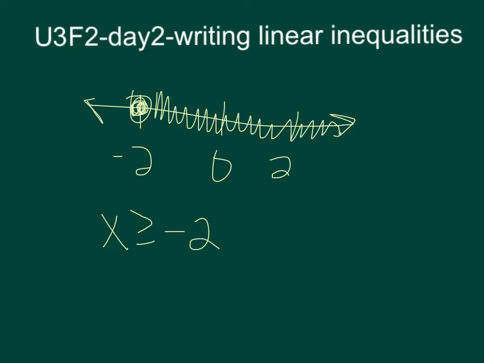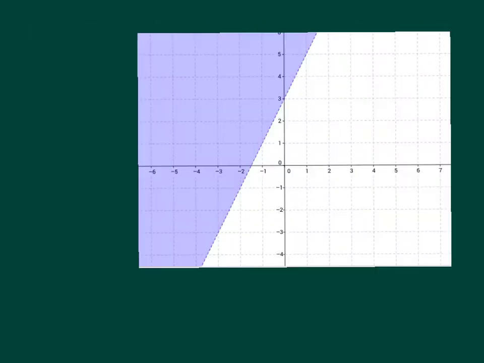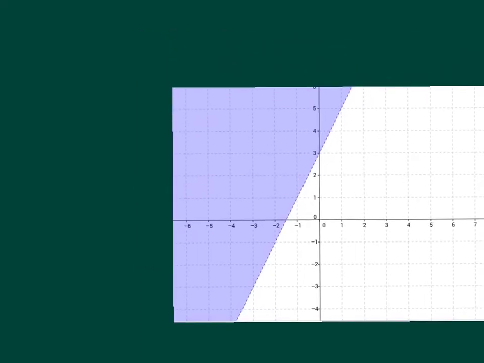We are going to use the form y equals mx plus b, but remember, it's not going to be the equal sign. It's going to be a greater than, less than, greater than or equal to, or less than or equal to. All right, so first thing, let me move this over. We are going to put our answer, again, in this form: greater than, less than, greater than or equal to, less than or equal to.